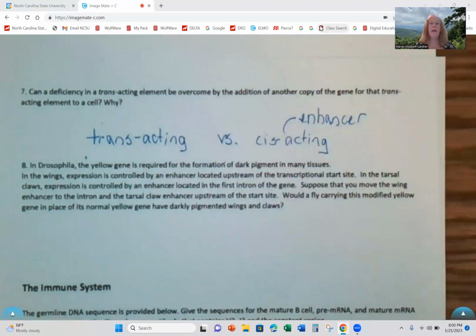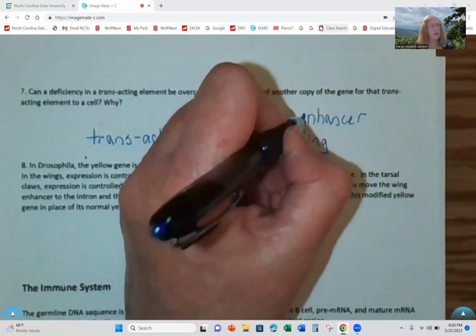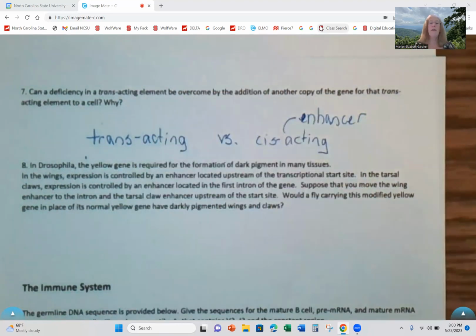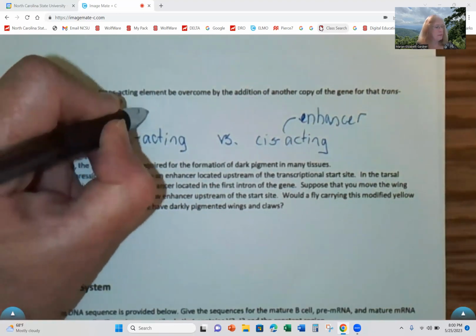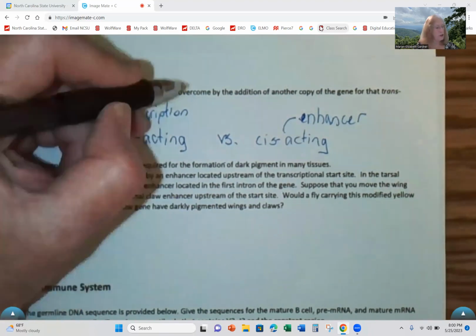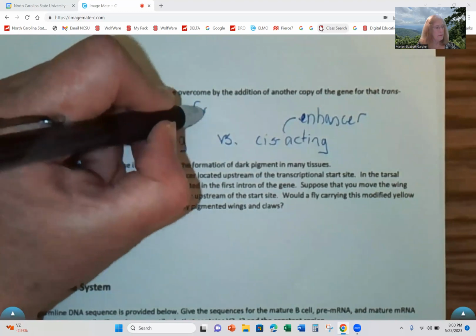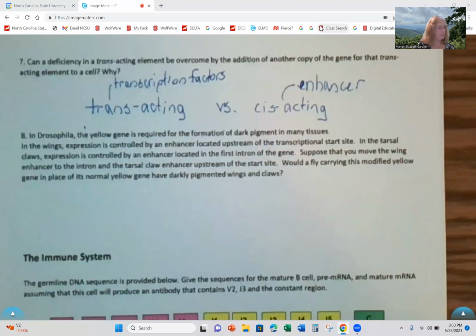It's only going to be able to work to change the expression of genes that are on the same piece of DNA, versus our transcription factors from the previous picture, which are trans-acting. I'm going to let you answer those two questions, and the key on Moodle will have the answers for you as well.